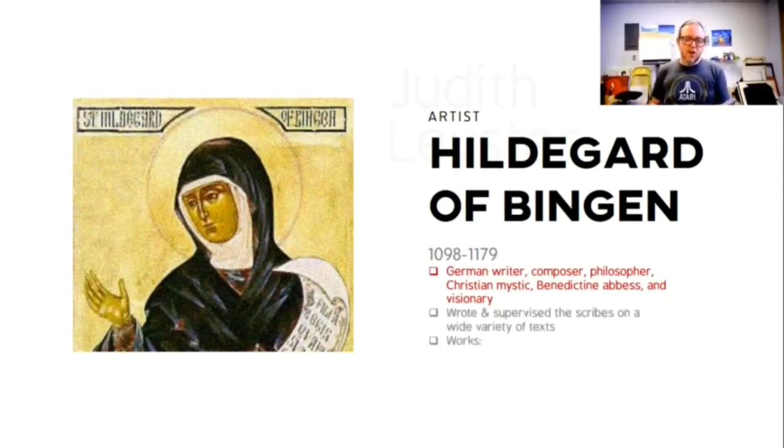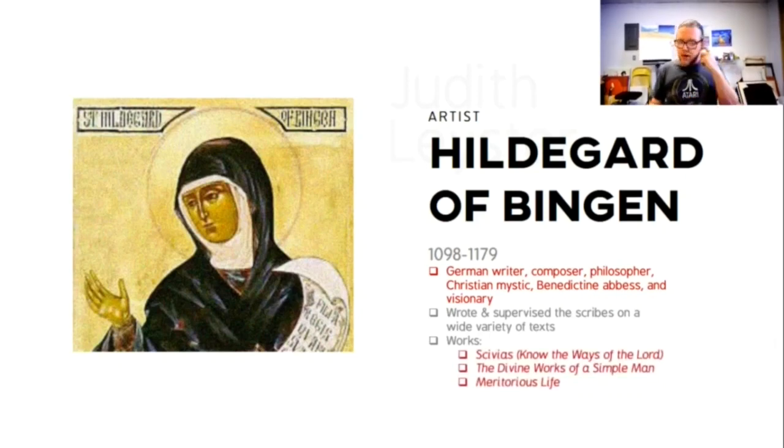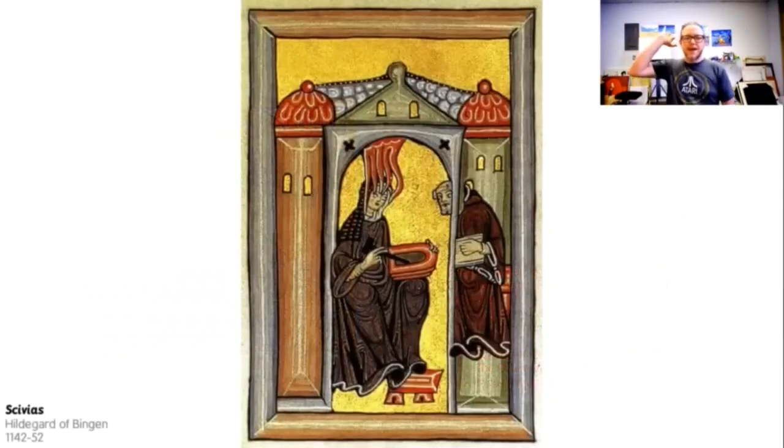And she wrote and supervised the scribes on a wide variety of texts. There are texts that we know she wrote, but then the scribes copied it down to make the actual book itself. And because she was an abbess, she also oversaw works that the scribes did that were not necessarily works that she herself had written. But amongst the works that are hers that we know of are Scivias, Know the Ways of the Lord. Scivias is just Latin for Know the Ways of the Lord. The Divine Works of a Simple Man, Meritorious Life. And these were books that she herself wrote, and then the scribes put down. As I said, she was also a composer. She wrote music as well. All right, Hildegard of Bingen.